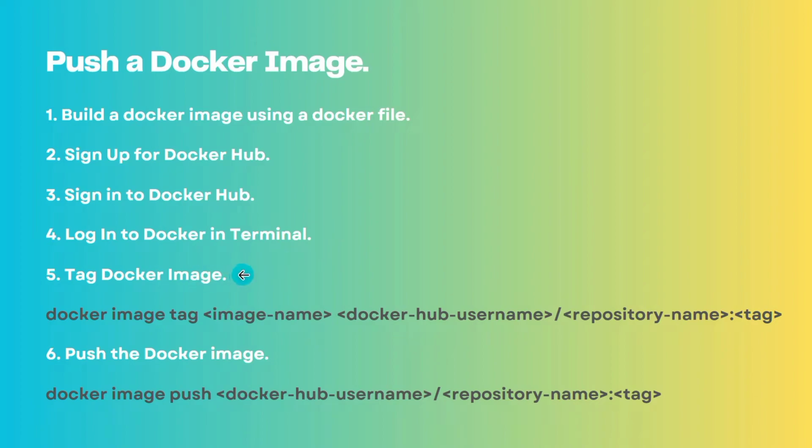So now our next step is to tag the Docker image. For this, we have the command docker image tag, then the image name which we want to tag, then the Docker Hub username, and then / repository name, okay? Before pushing, it's essential to tag your image with the appropriate Docker Hub repository information. So let's open our terminal and run this command.